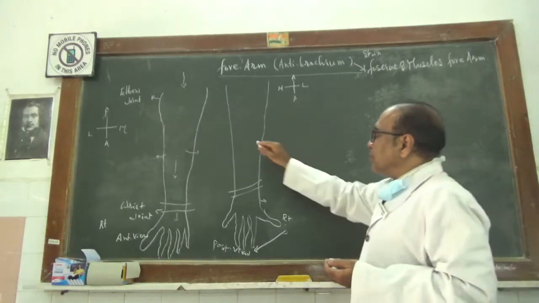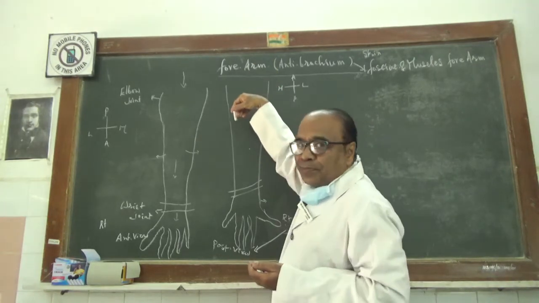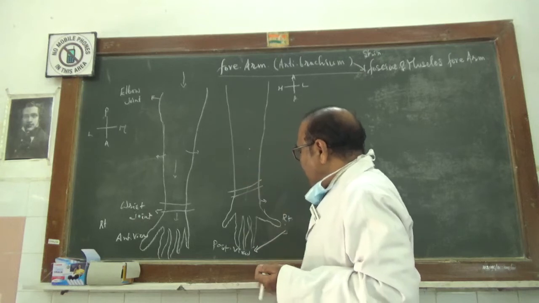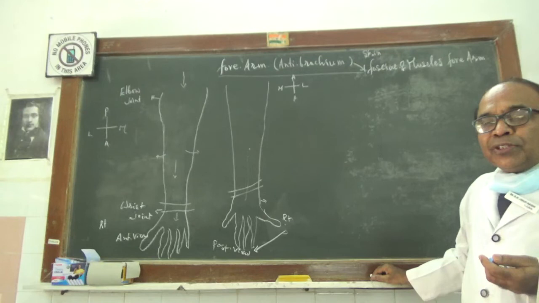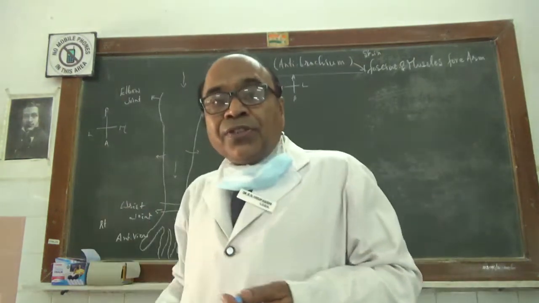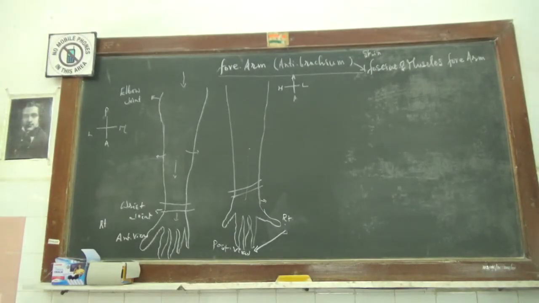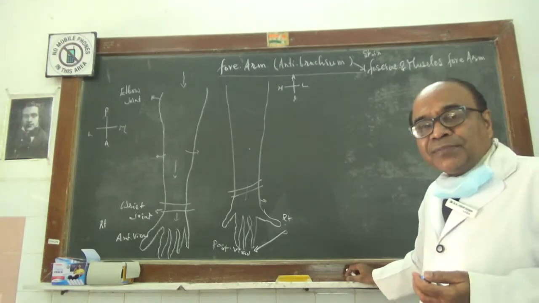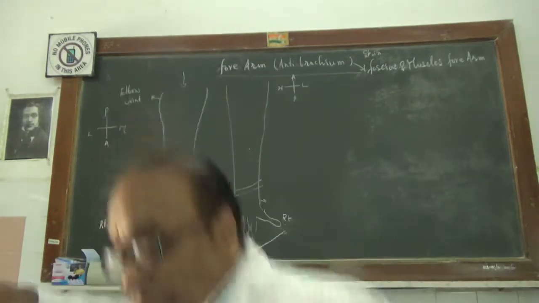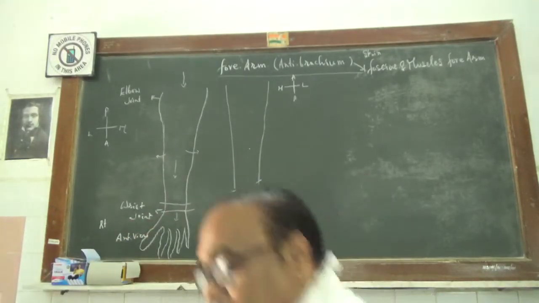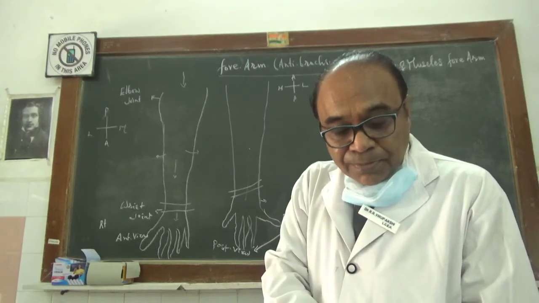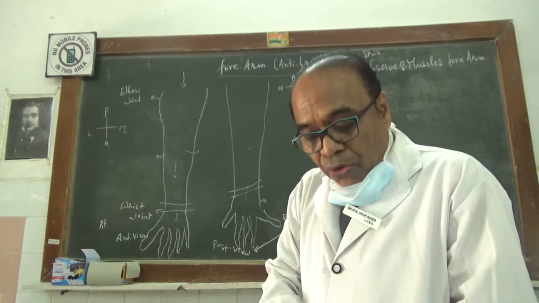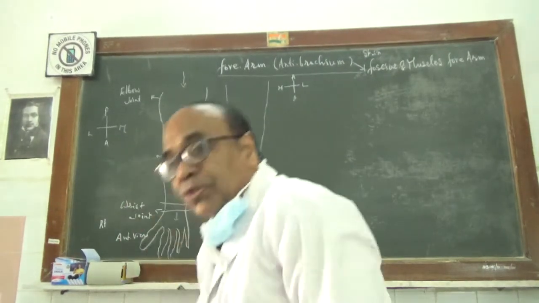Now the skin of the back aspect of the forearm is continued from above, from the skin of the back aspect of the arm. As it descends down after crossing the wrist joint, it becomes the skin of the dorsal aspect of the hand. So these are the things that you should know about.